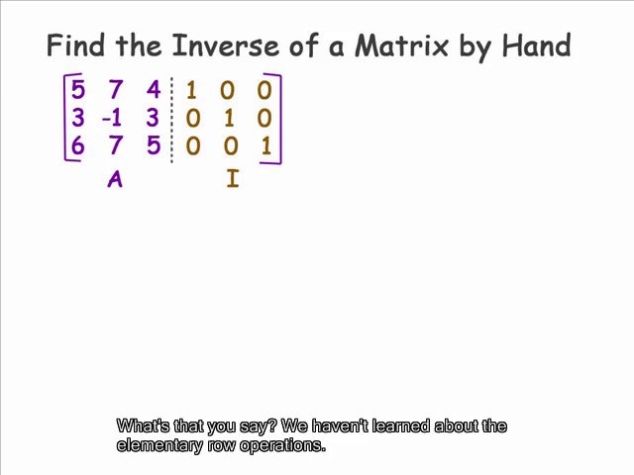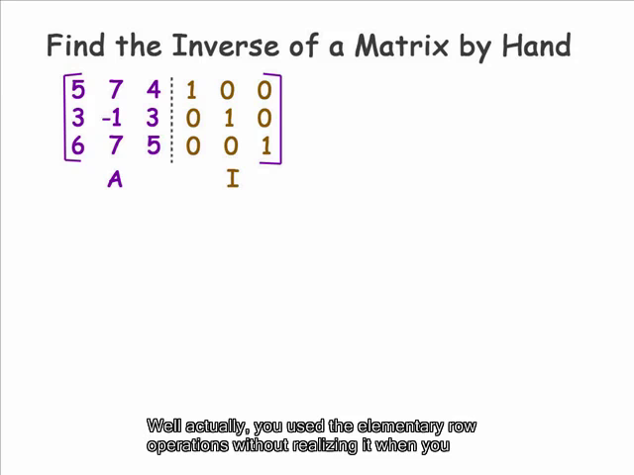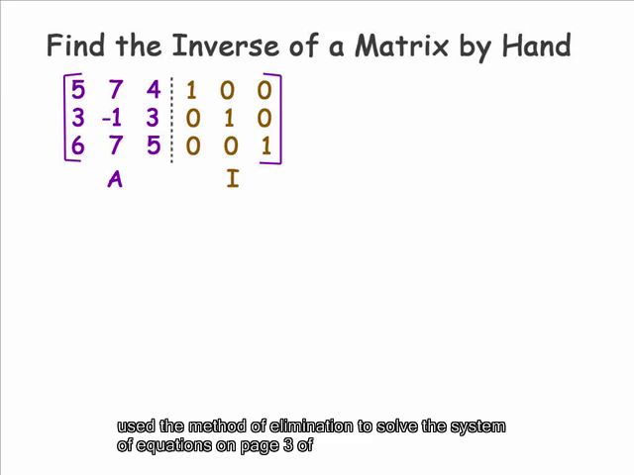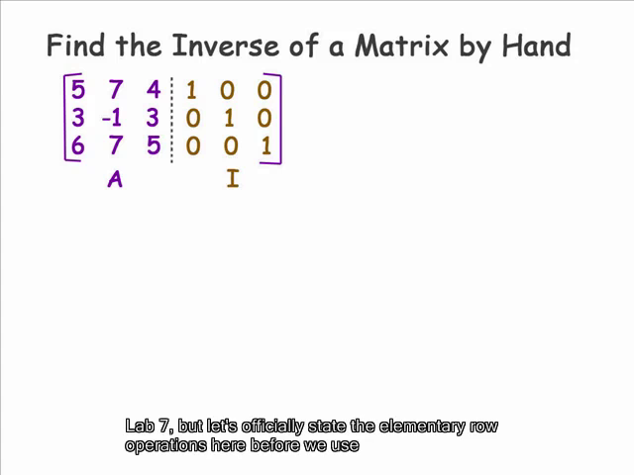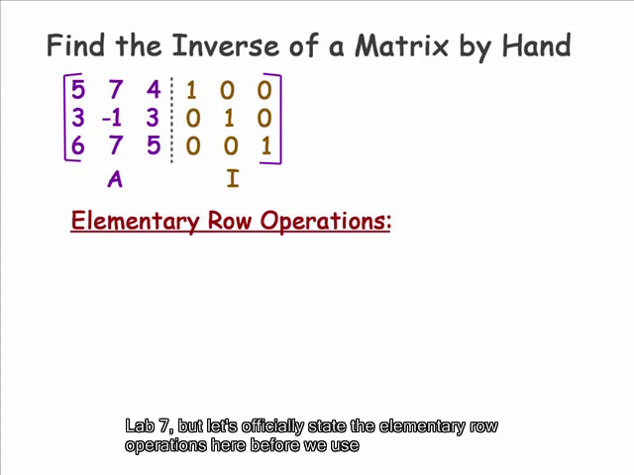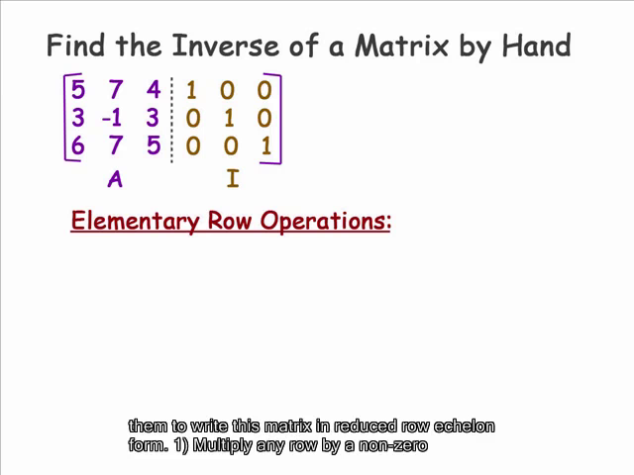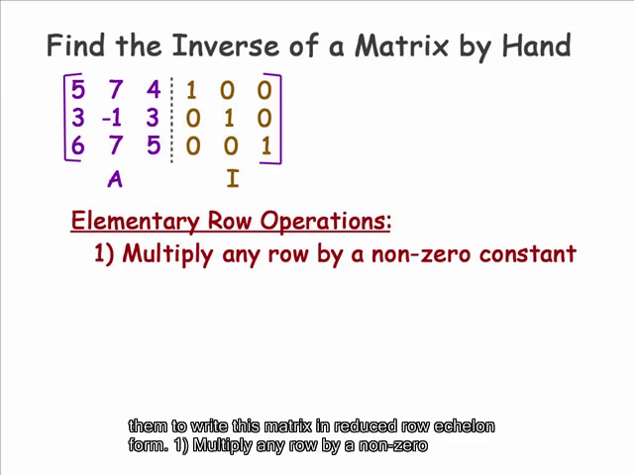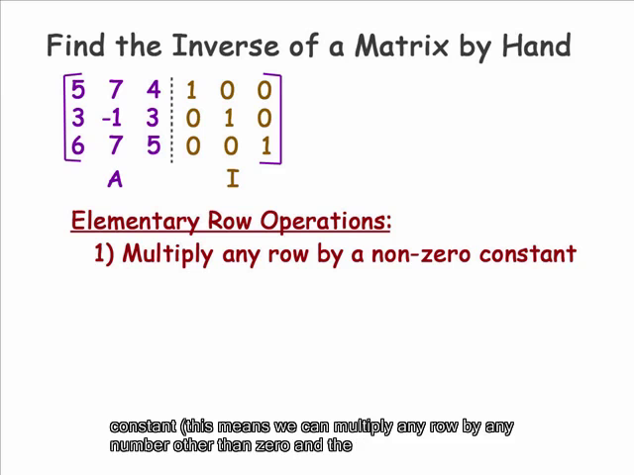What's that, you say? We haven't learned about the elementary row operations? Well, actually, you use the elementary row operations without realizing it when you use the method of elimination to solve the system of equations on page 3 of Lab 7. But let's officially state the elementary row operations here before we use them to write this matrix in reduced row echelon form. 1. Multiply any row by a non-zero constant.